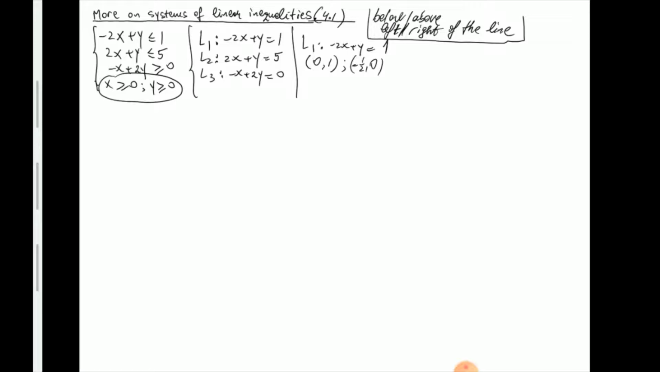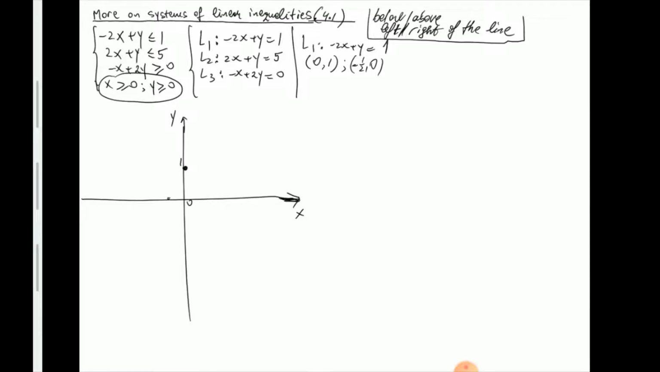So let me do this picture over here on the left side of the page. Let's draw the coordinate system. Oops. That's x and this is y. And let's label the points 0, 1. So x is 0, y is 1. Let's say this is 1 over here. And the point minus 1 half, 0.